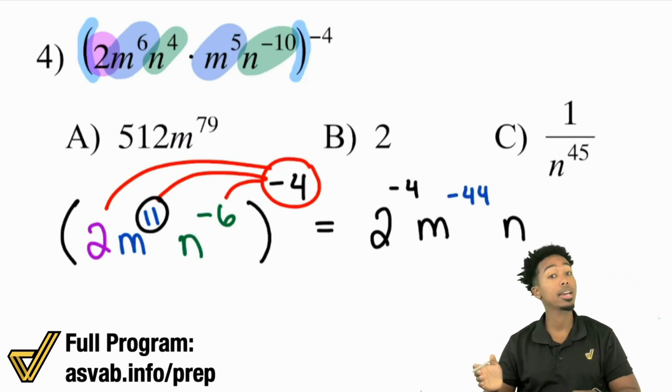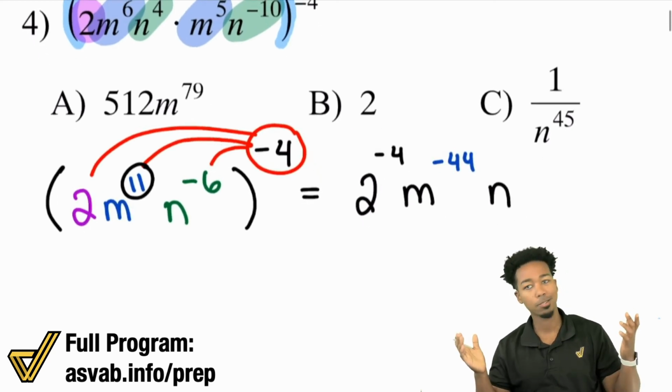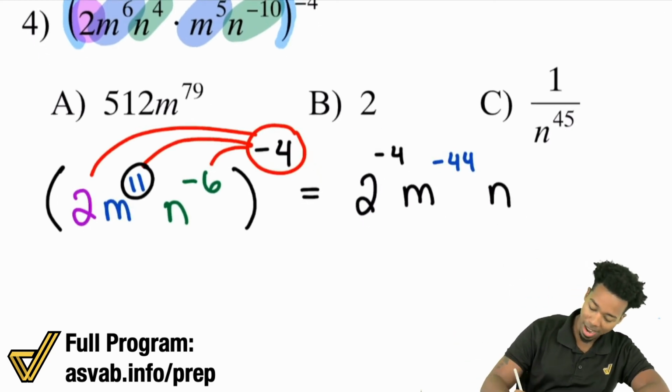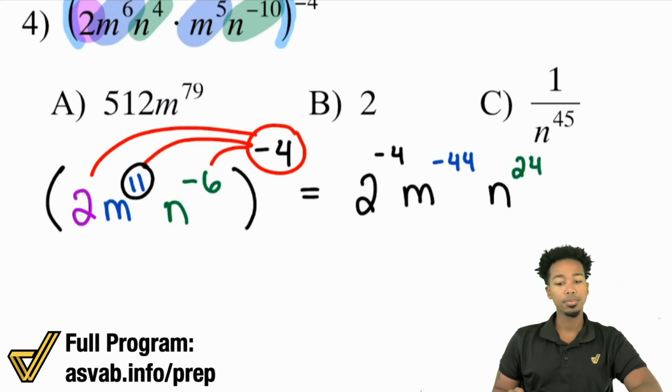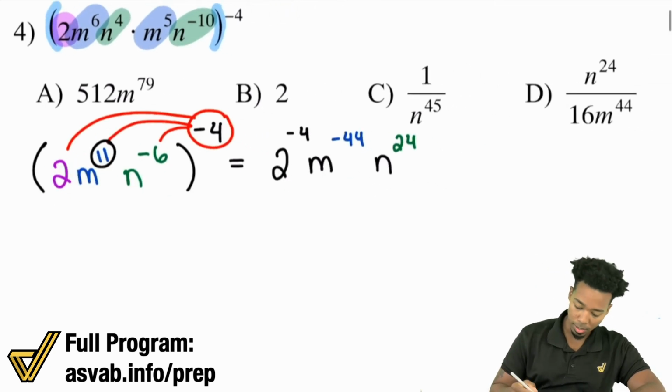Remember, a negative times a negative is a positive. So that's going to be positive 24. And so take a look here. How can we fix this up? How can we finalize this? Well, what we can do is going to be this.